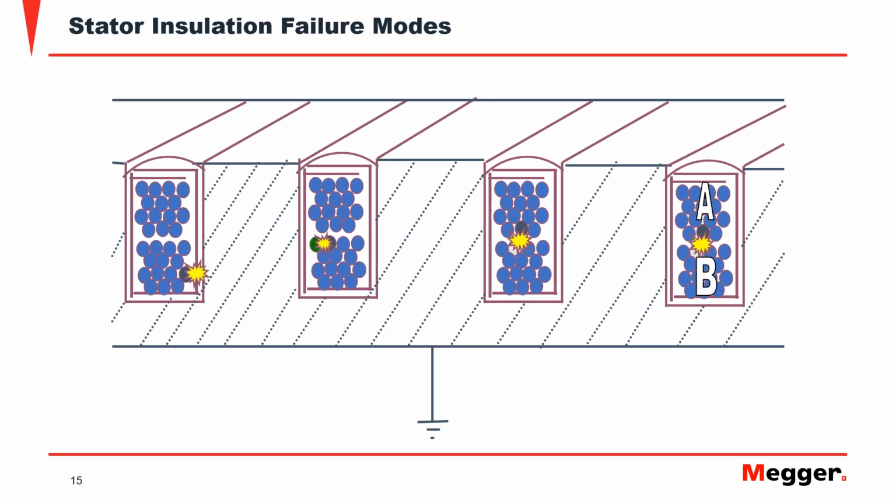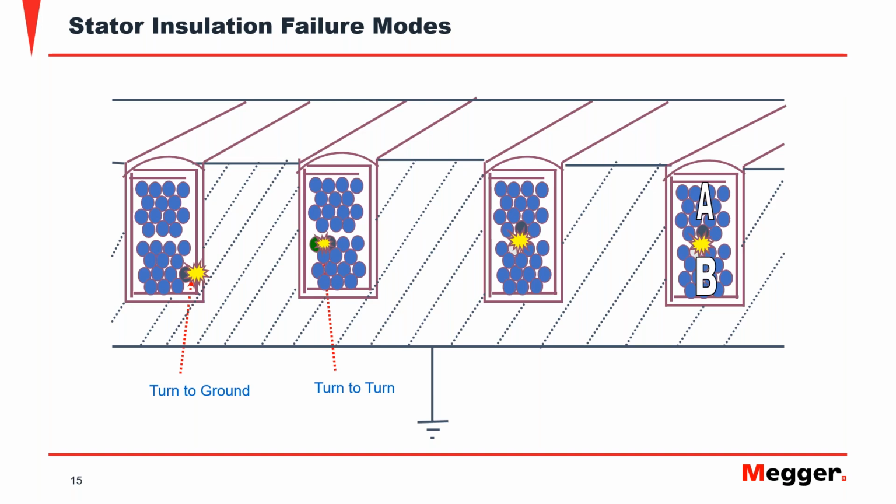Now, how do we see that in the motor? Well, typically we see it in either a turn to ground fault. That's when the insulation to ground of a particular turn fails. We have a turn to turn, which is when two turns touch together and the insulation is no longer enough to hold the voltage in one.